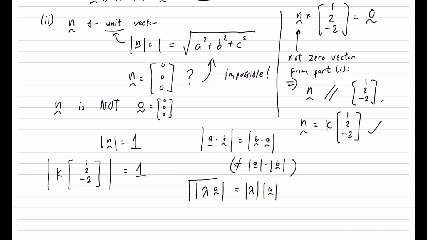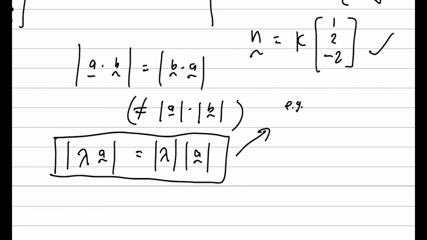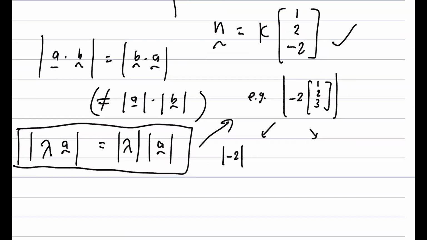So this is true. Let me show you an example. You got negative 2 times 1, 2, 3. You take the modulus. What does it mean? Two ways to go about it. First way using the rule would be modulus of negative 2 times modulus of vector 1, 2, 3. Let's check what is that. Modulus of negative 2 becomes positive 2, multiplied by modulus of square root 1 square plus 2 square plus 3 square.